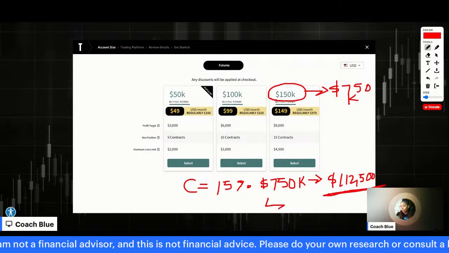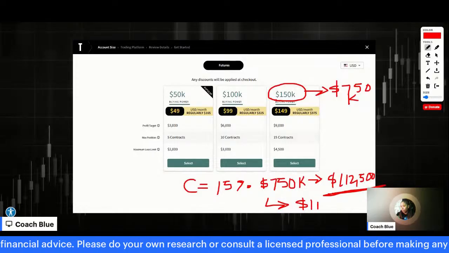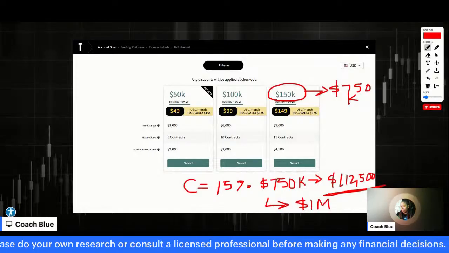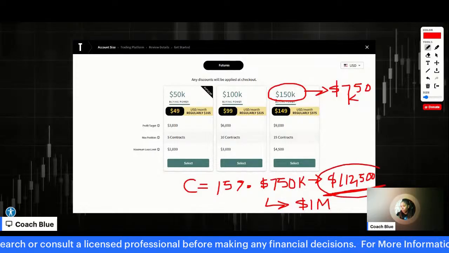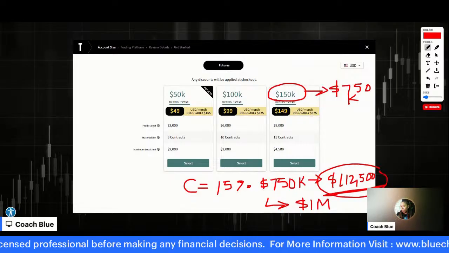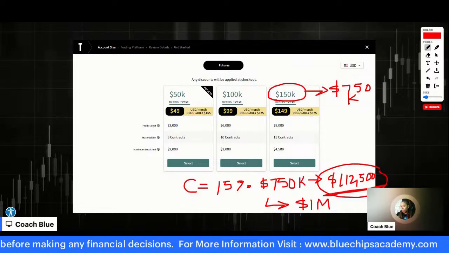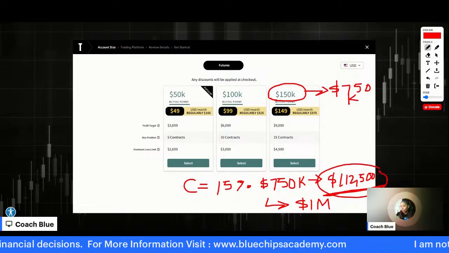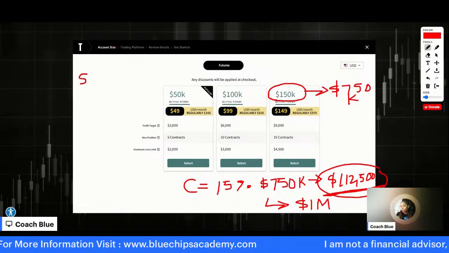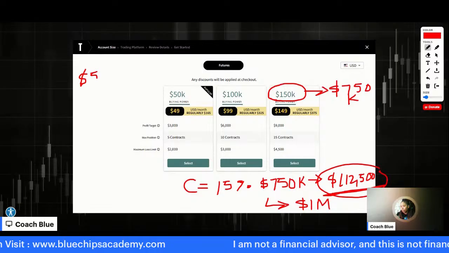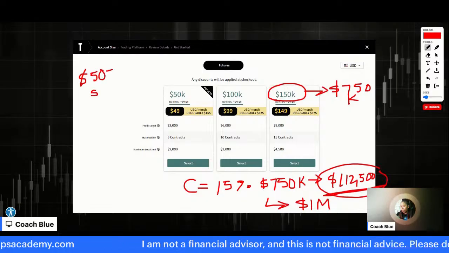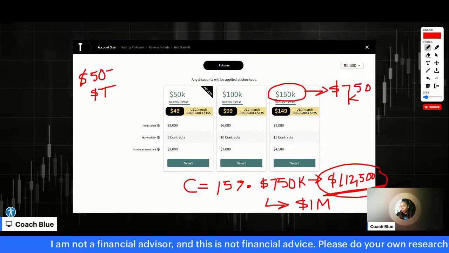Because now you're putting yourself in position to make over $1 million a year based on leveraging OPMs. Okay? Other people's money, OPMs. All right? So that's what we're in the process of doing, guys, a $50,000 to $750,000 account increase.